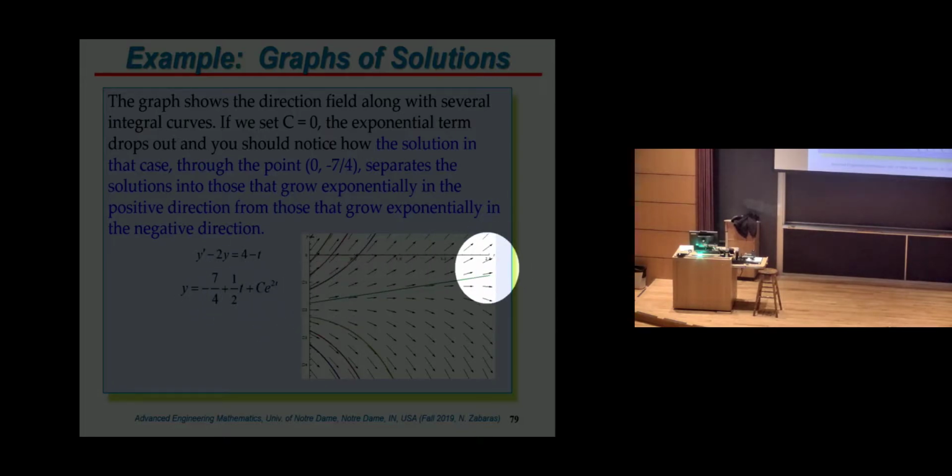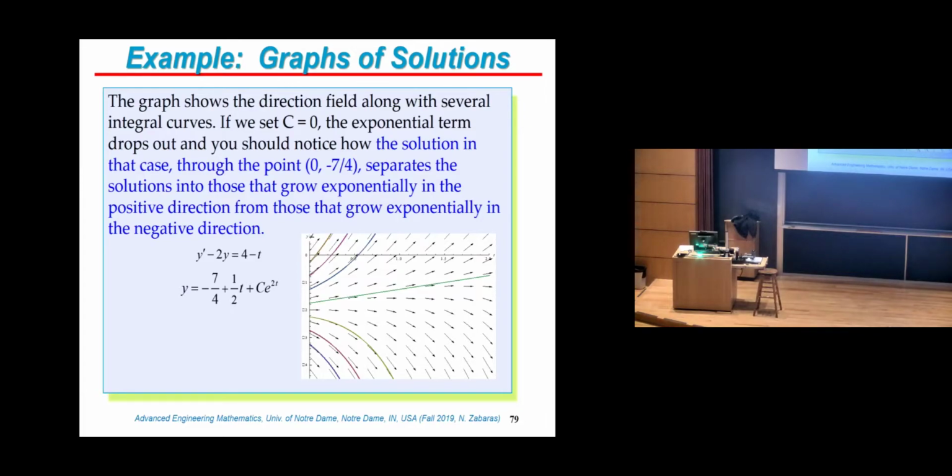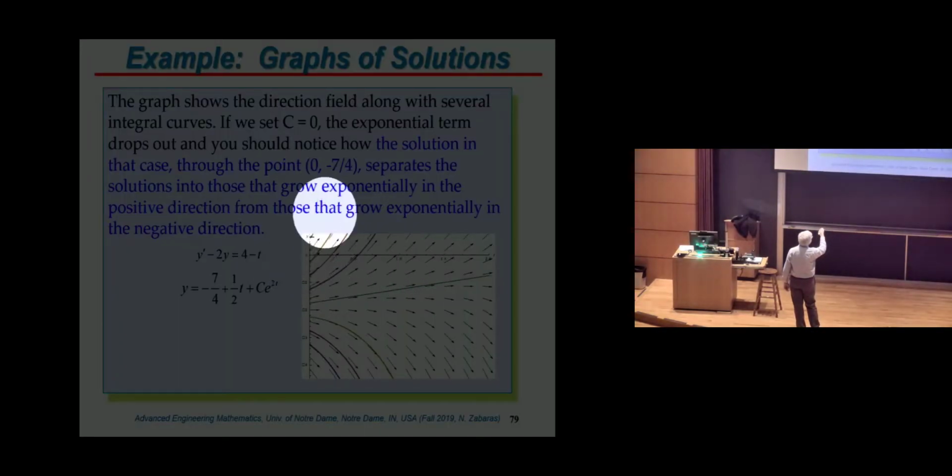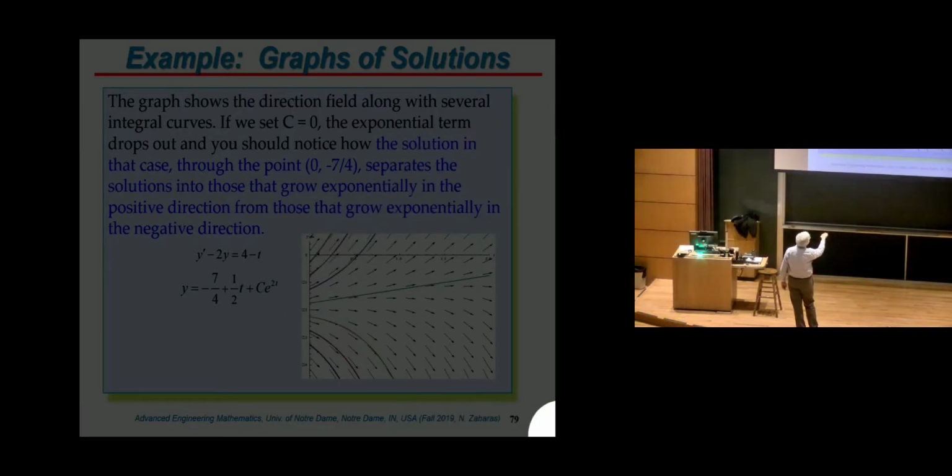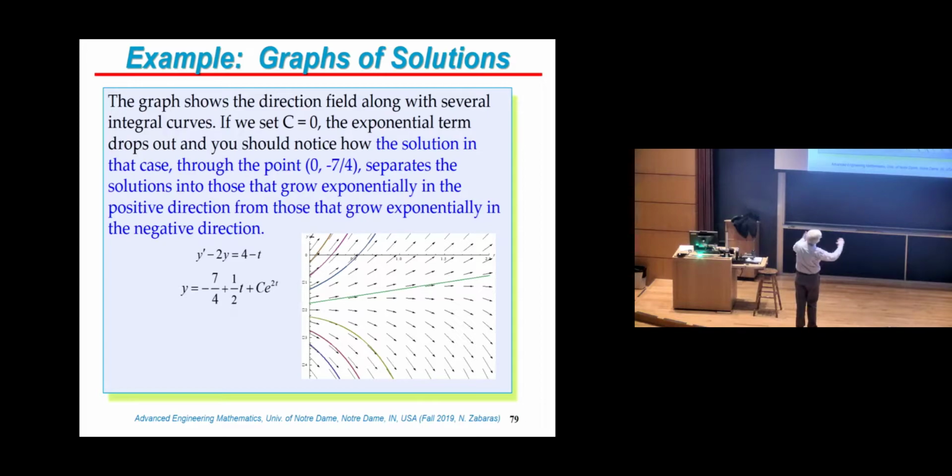And you can see that this line separates the direction field into solutions that grow exponentially if the initial conditions are above minus 7 over 4, positively exponentially, right? And another set that decreases, I mean, increases exponentially, but in the negative direction. All right, so that's a nice way to see the solution to this problem.